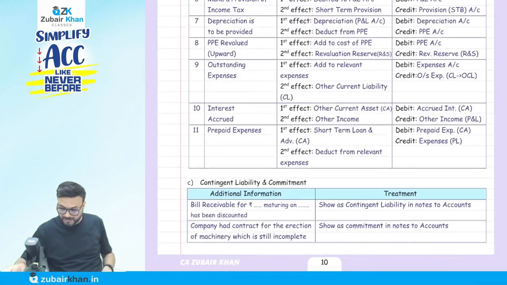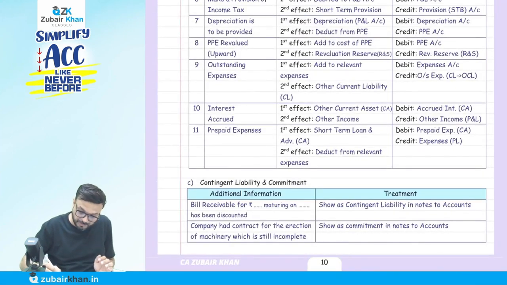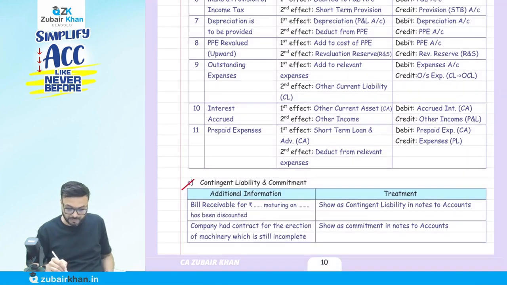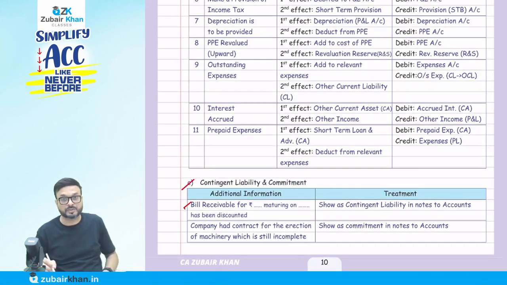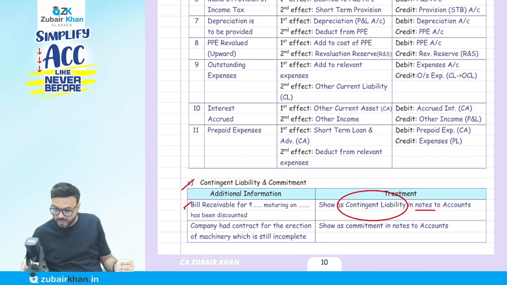If you go to page number 10, you can see that now they have mentioned here the third part. Bills receivable of rupees so and so, maturing after the balance sheet date, has been discounted. So I will show you the contingent liability in the notes to accounts.